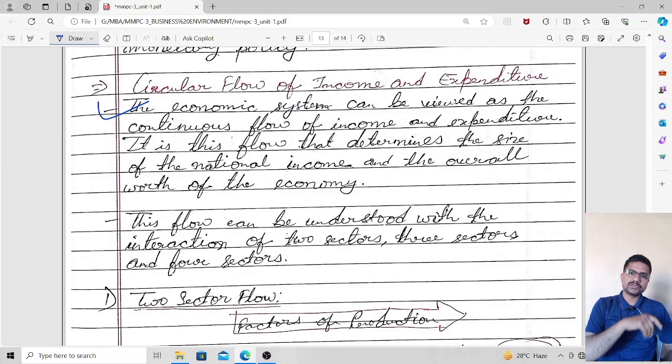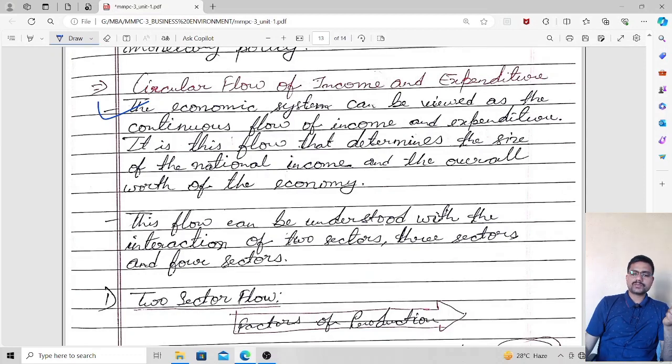It means there is a continuous flow of money, a flow of income and expenditure. From one place income is being generated, and then it is being used for a particular purpose. So there is a continuous flow of income and expenditure. It is this flow that determines the size of the national income. How much flow of income and expenditure there is will decide the national income and the overall worth of the economy.